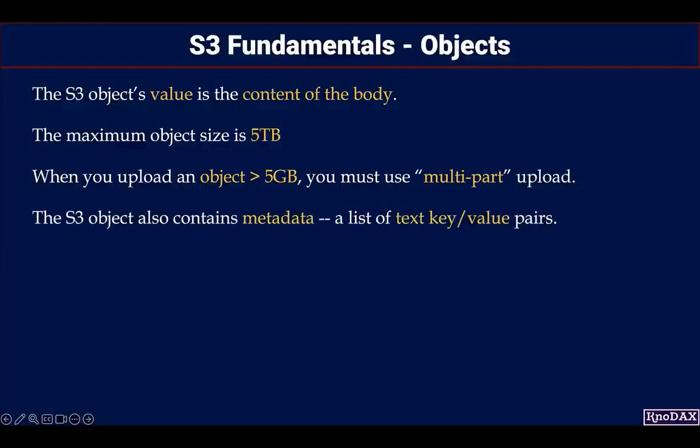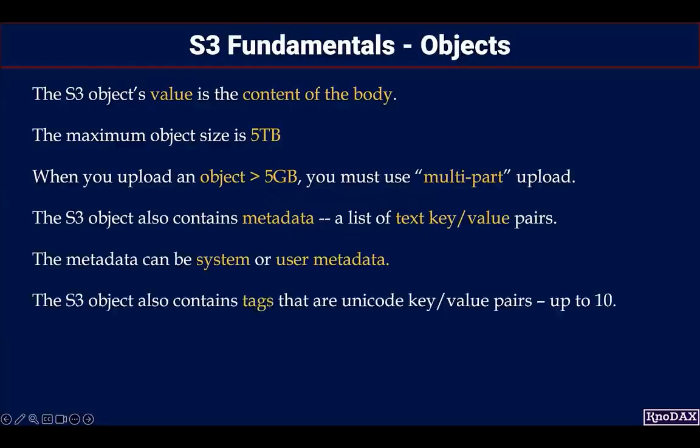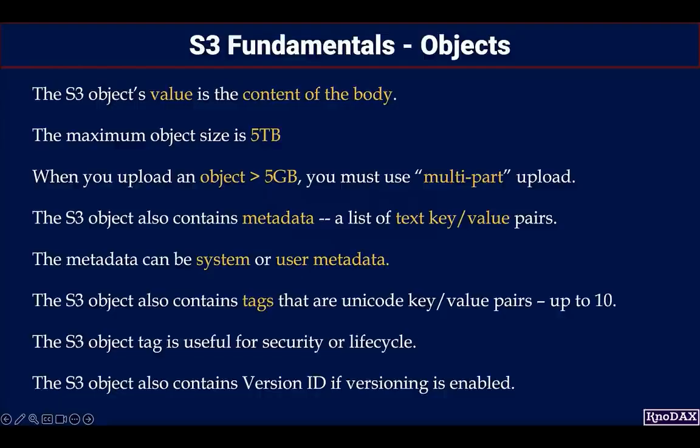The S3 object also contains metadata, a list of text key-value pairs. The metadata can be system or user metadata. The S3 object can also have Unicode key-value pair tags, up to 10. The S3 object also contains a version ID if versioning is enabled.